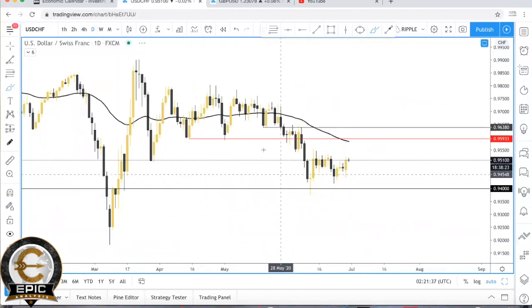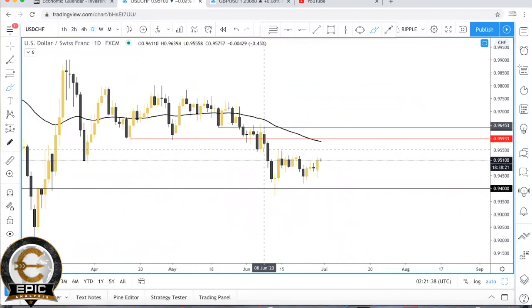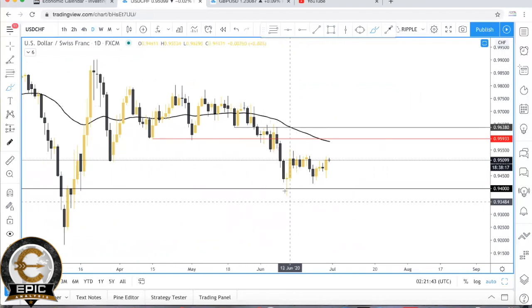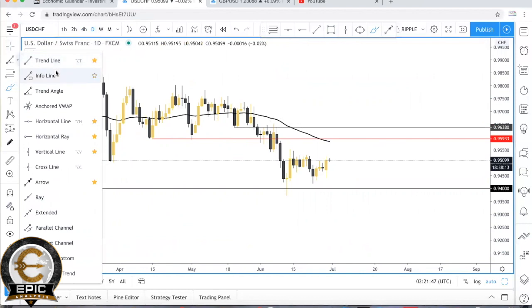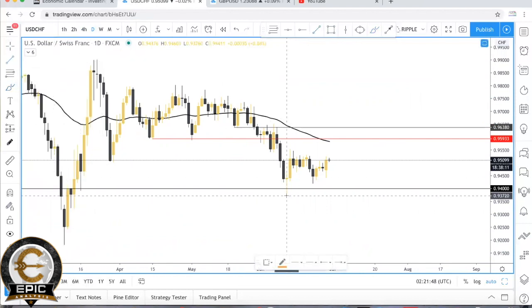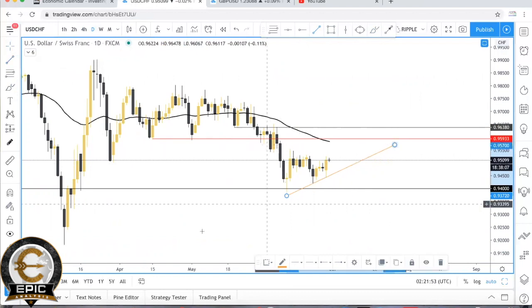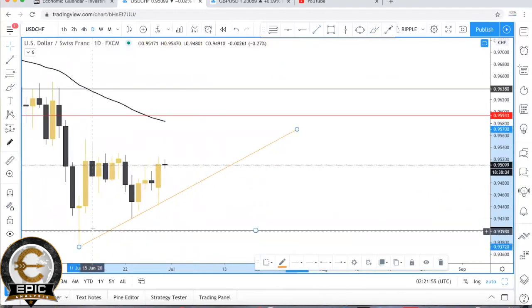USD CHF. So currently price pushed down and found support at 0.64. We could draw a slight trend line where price made lows. You can clearly see that with this trend line, the market came down, hit, rejected, pushed up, came down again, rejected, gave us a bullish hammer.